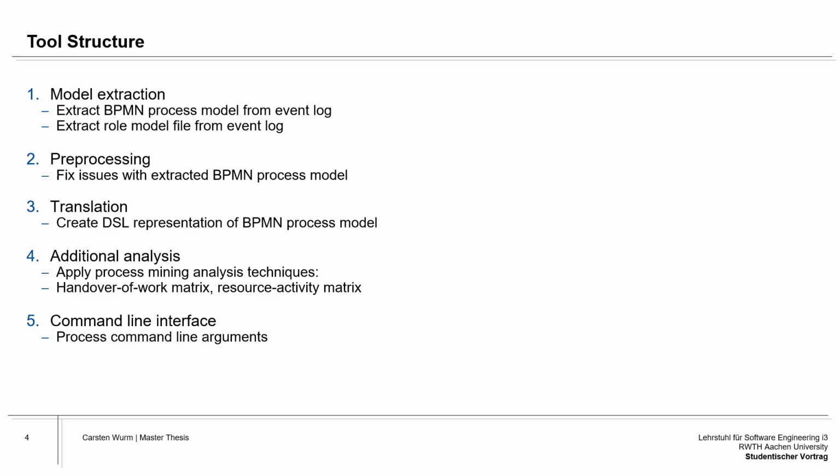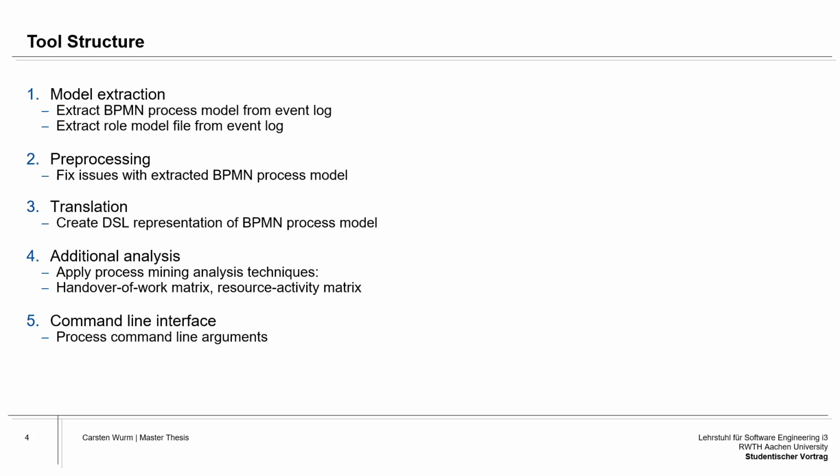The second module is then a preprocessor. The preprocessor fixes some issues that the extracted BPMN process model necessarily has. Third is then the translator. The translation module creates our BPMN process model representation within the textual domain-specific language.